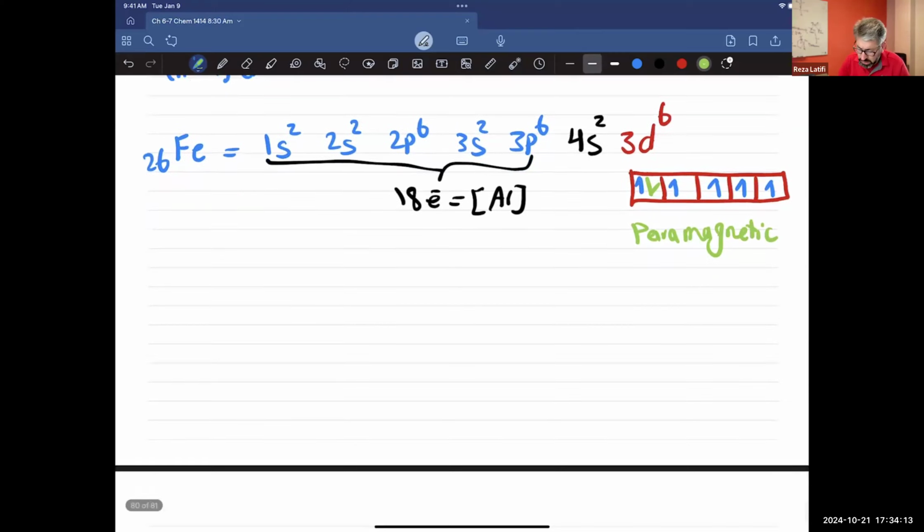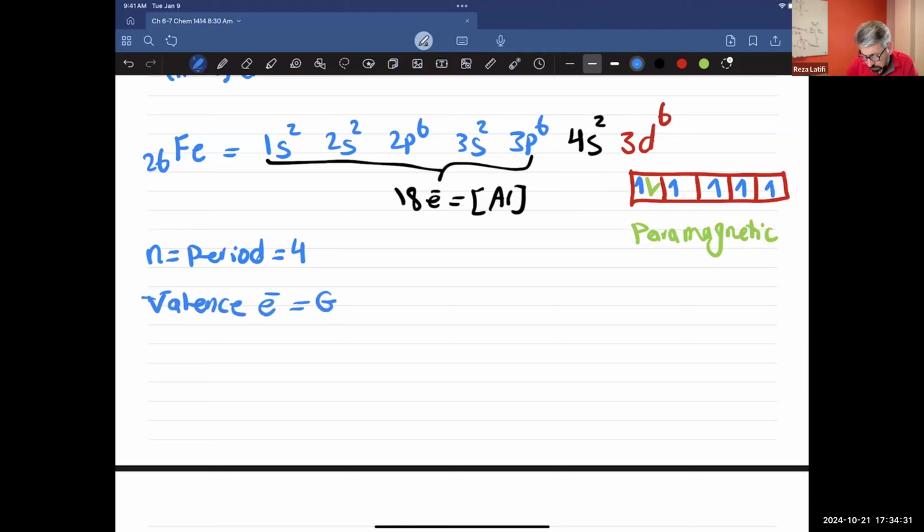Okay, now let's talk about the highest n. The highest n is going to be equal to the period. So this element belongs to the fourth period.